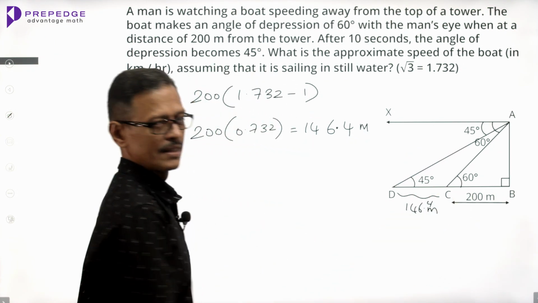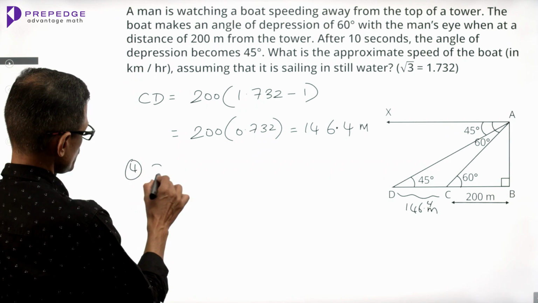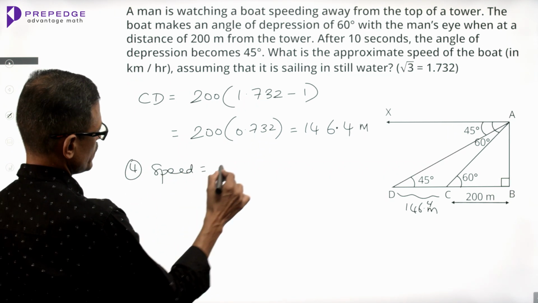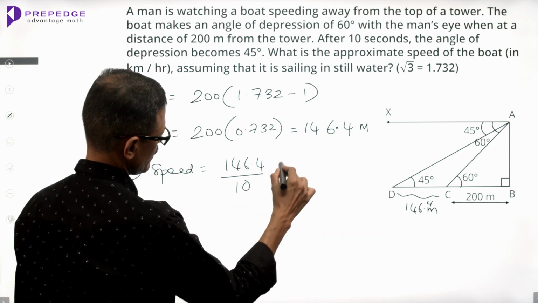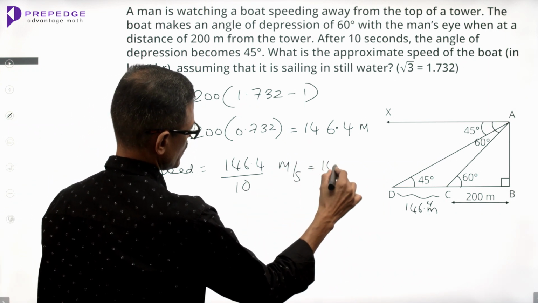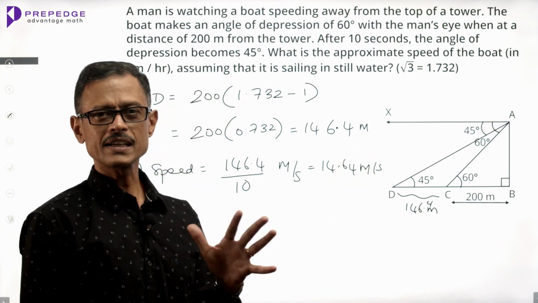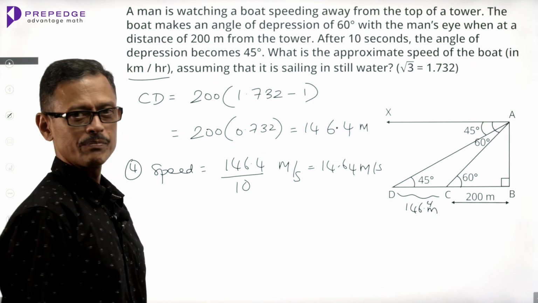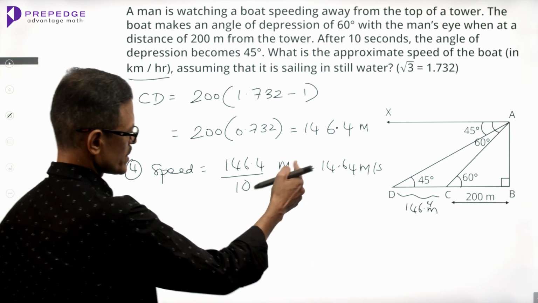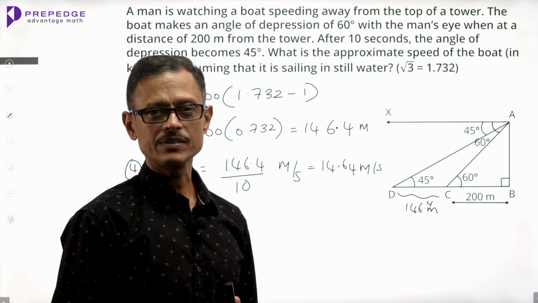This is the distance traveled by the boat, 146.4 meters, in 10 seconds. So step 4: we compute the speed, which is equal to the distance traveled, 146.4, divided by the time taken to cover it, which is 14.64 meters per second. Speed is found, but what have they asked for the speed in? Kilometers per hour. So in one second it is essentially traveling 14.64 meters.